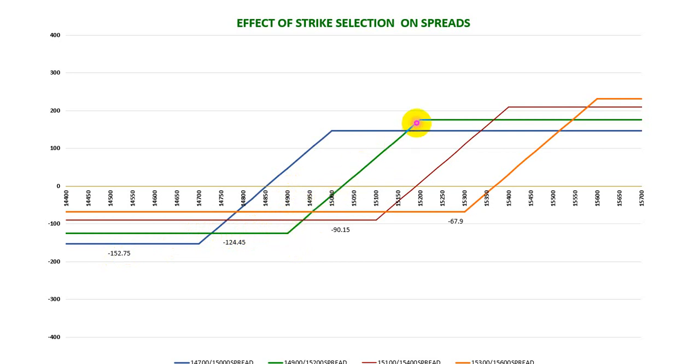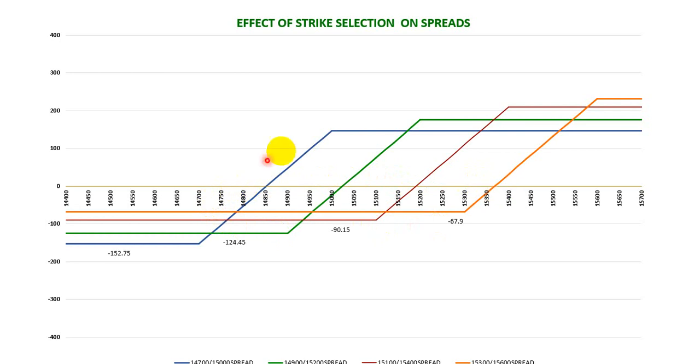How am I hedging it? 15,200. So same 300, I am deploying at 14,700. Next time deploying at 14,900. Next time deploying at 15,000. Fourth time deploying at 15,300. What happens in these four cases? As you deploy your spread far away, your loss is getting reduced: 152, 124, 90, 67. What happens to your break even? Obviously it will change. This is very visible.